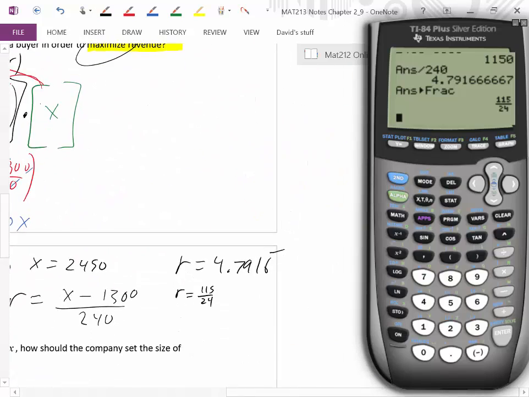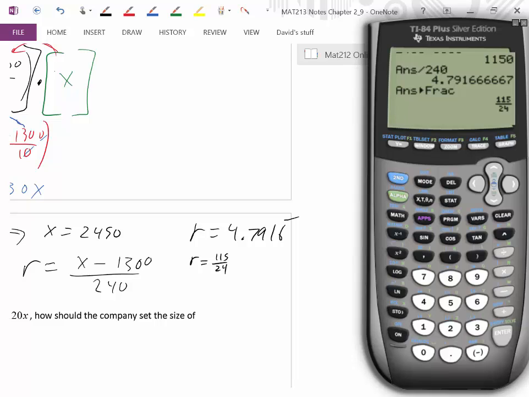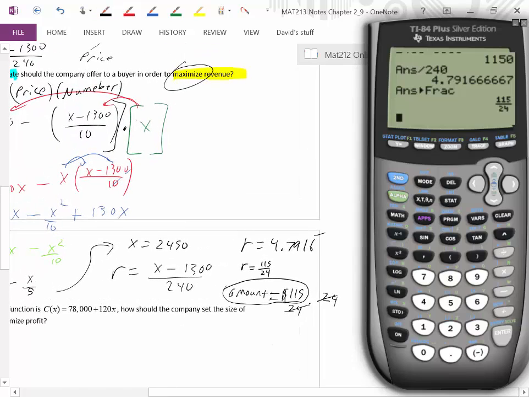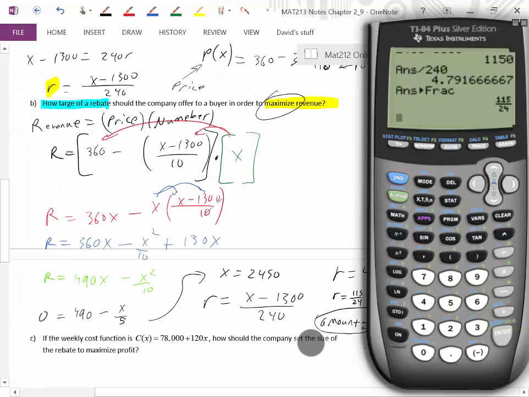So if we want to figure out the actual amount of the rebate, what it should be, if this is the number of rebates, then what we should be doing is taking this times the $24 rebate, and you'll notice it works out. So what this is telling us is the rebate should be $115. If we offer a $115 rebate, then we will maximize our revenue, which we found earlier.